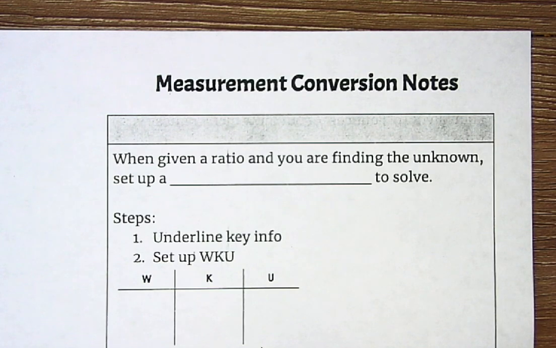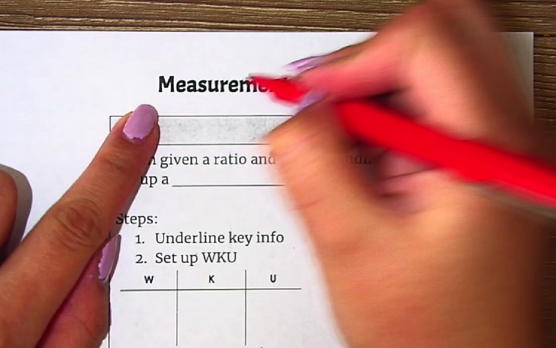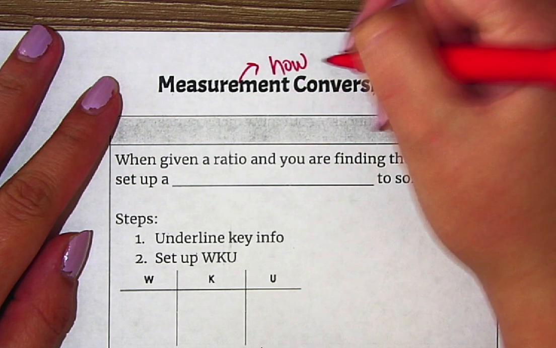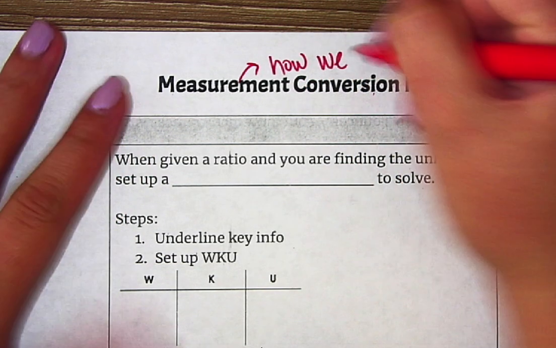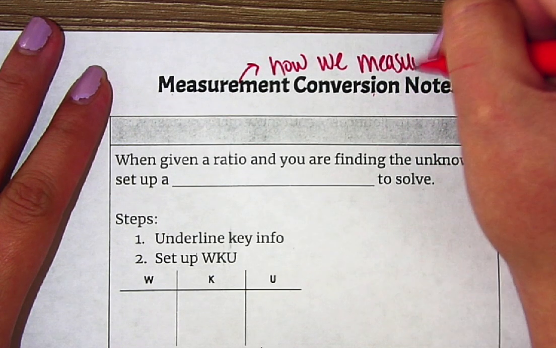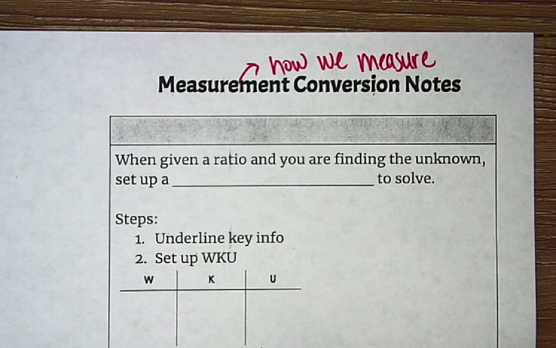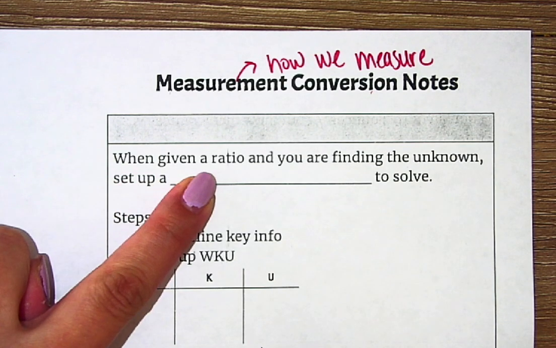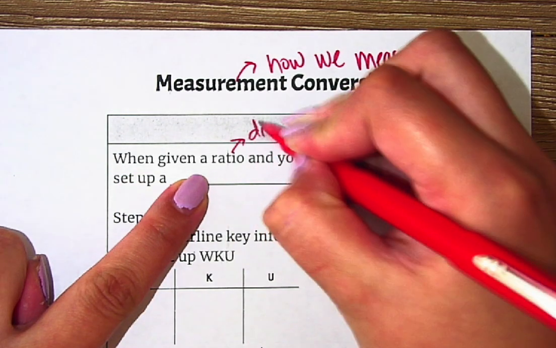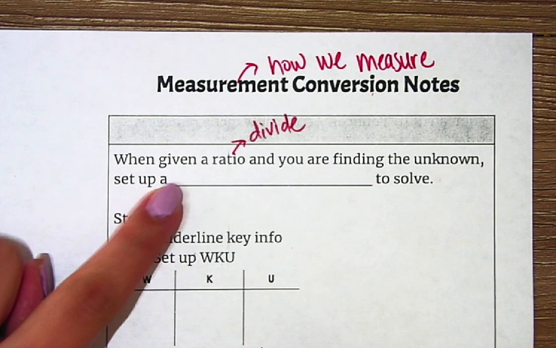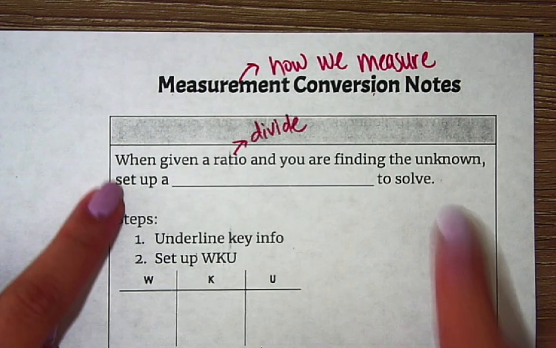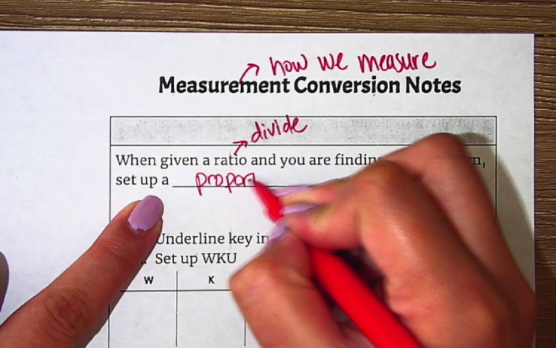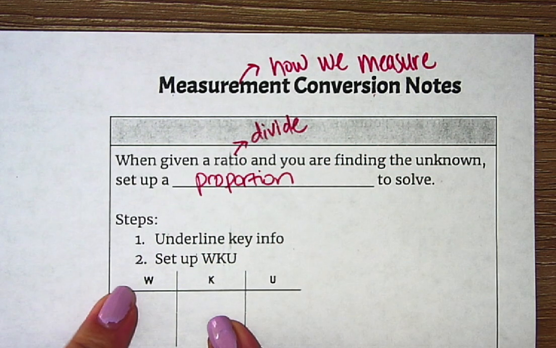So today's notes, we are doing measurement conversions. How you measure things. So go ahead and write that. Or we use cups, ounces, anything like that. So what we're going to use, the method, is when given a ratio. Remember, ratio means we're dividing. And you are finding the unknown, set up a proportion. Or you can set up WKU.